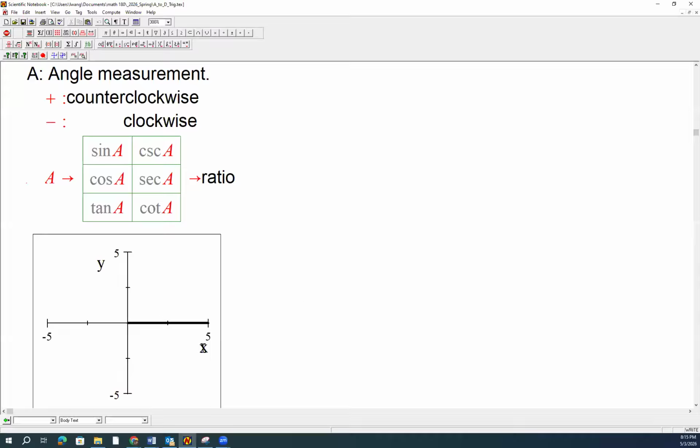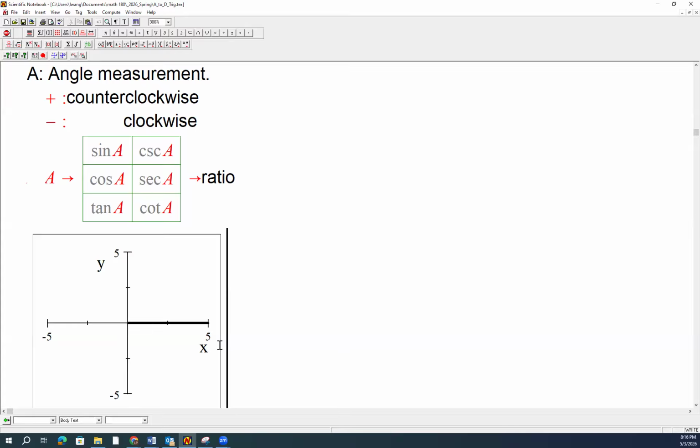Okay, so if we measure any angle, starting from here, let me show you the measuring of angles. Suppose we have a line, and we start measuring the angle from here. If we start counterclockwise, that will make a positive angle. If we start from the same place and measure clockwise, that will make a negative angle. We have a negative sign in front of it. Okay, so that's about angle measurement, A.